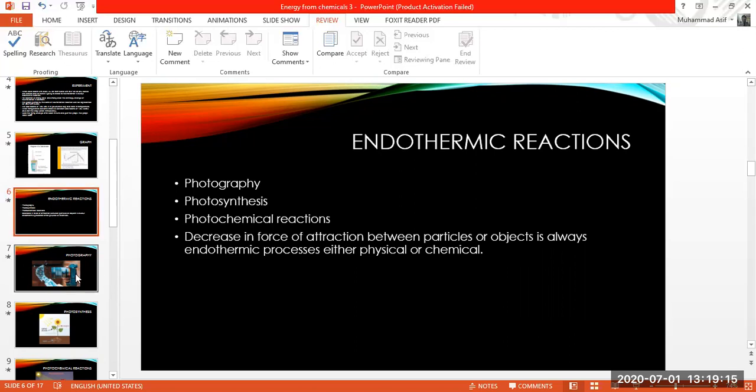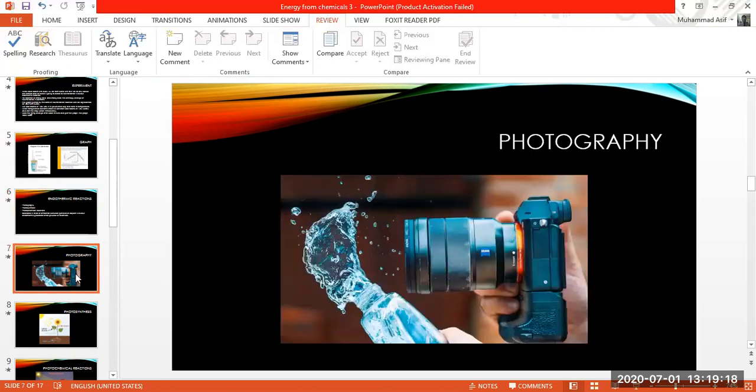For example, now, photography. Photography can be performed only when light energy is present. During the photography, light energy is absorbed, which helps to create images. If light energy is not present, then photography can't be performed. No image formation will take place. That's why the photography is an endothermic process. In this process, energy is absorbed.